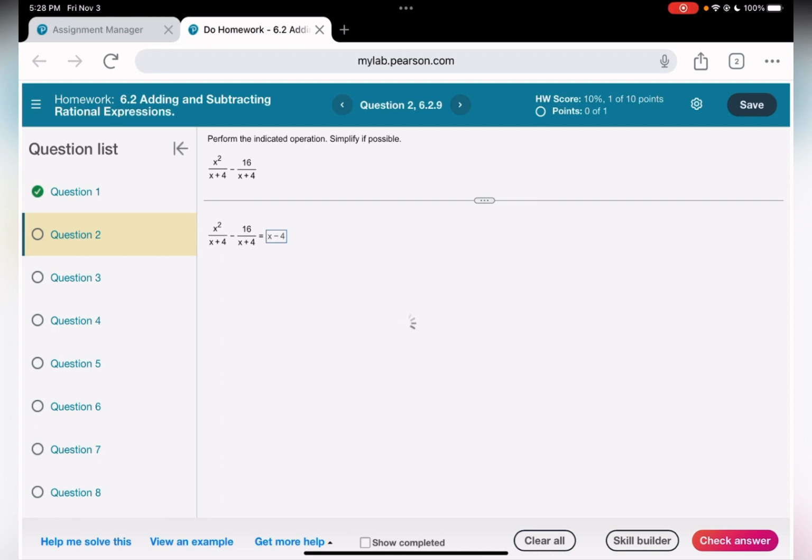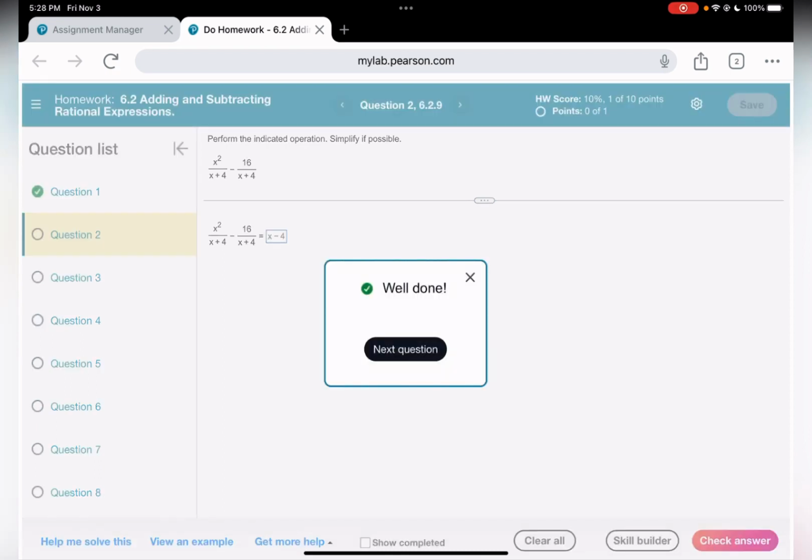Wow, it takes too long. I don't know if it's Pearson loading or it's the connection. I'll find out, but that will be after I record.